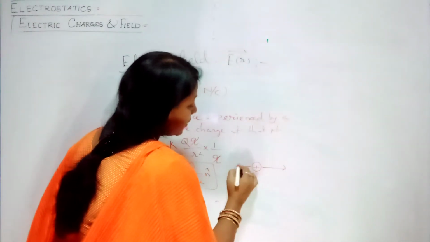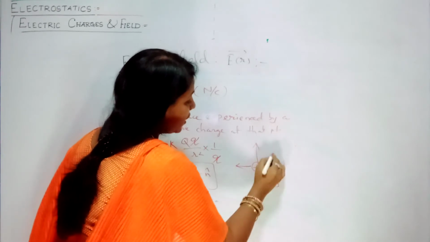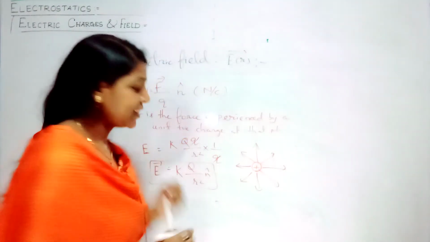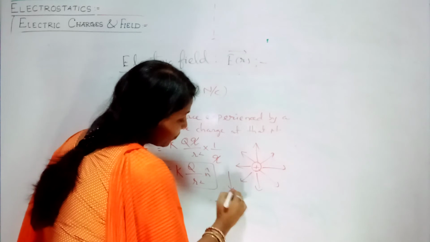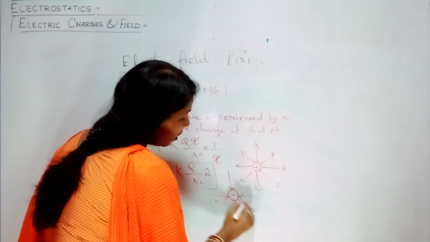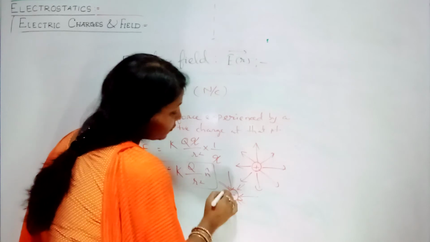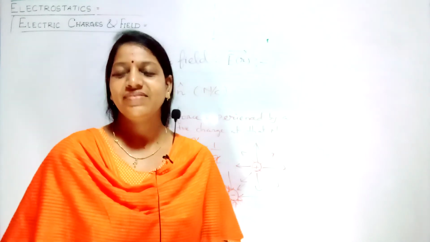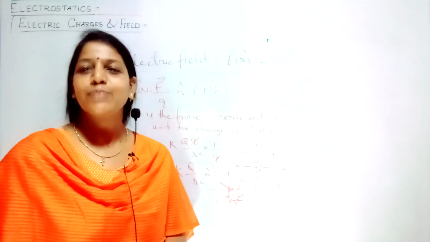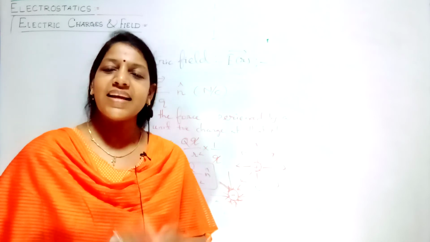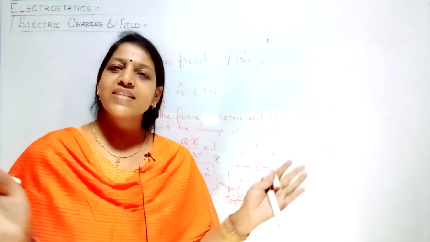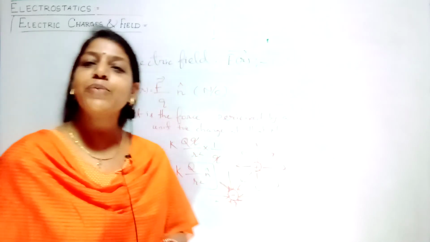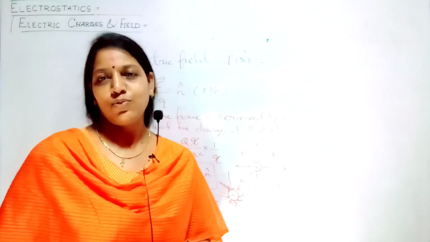You will find that its field will always be radially outward for a positive charge. Similarly, if it is a negative charge, the electric field lines, or even you can say lines of force, will always be inward. That is practically experimented. Positive charge, the electric lines of force radially outward. Negative charges, the electric lines of force inward. Now let us see the properties of these electric lines of force.